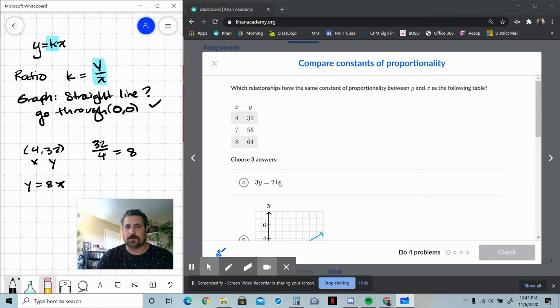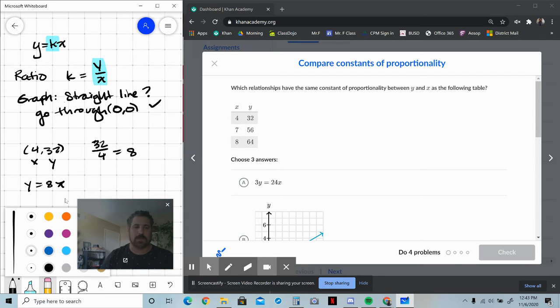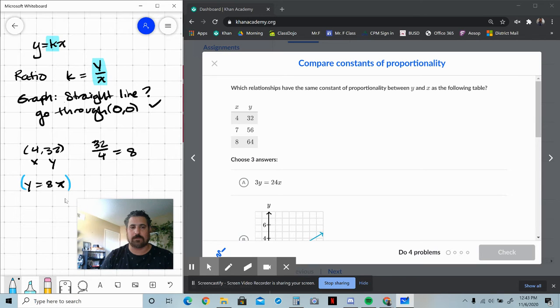So is 3y equals 24x the same as y equals 8x? Well, as you guys know, you can multiply both sides of any equation by whatever you want. As long as you do it to both sides, you're going to get an equivalent equation. So if you distribute that 3 through all terms of your equation, 3 times y is 3y, and 3 times 8x is what? 24x. So hence, we can see that these two equations are in fact the same, right? y equals 8x is the same as 3y equals 24x. So that is good. That's correct.